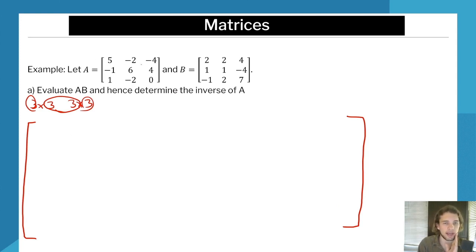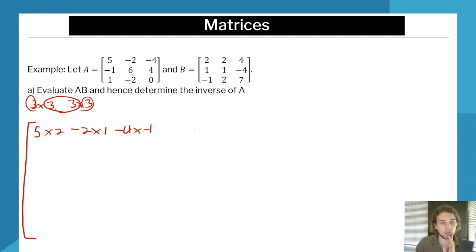So we get row 1 of A and multiply by column 1 of B. So that's 5 times 2 minus 2 times 1 minus 4 times minus 1. Now we're probably going to need even more space than this. We'll leave it open. So then column 2, row 1. So we do the row 1 of A times column 2 of B. So 5 times 2, negative 2 times 1, negative 4 times 2. Now over here we're doing row 1, column 3. So row 1 times column 3.